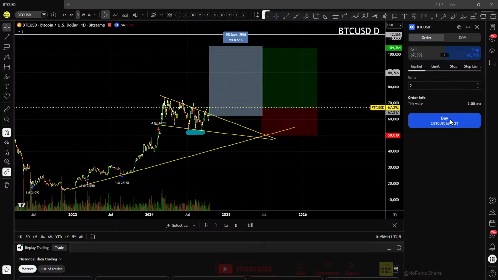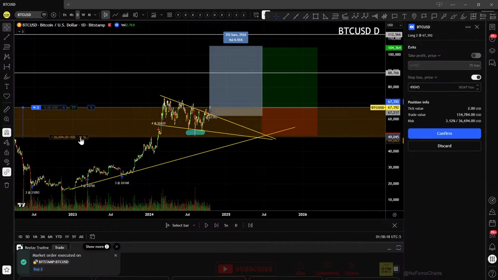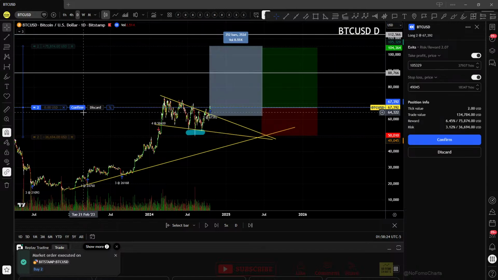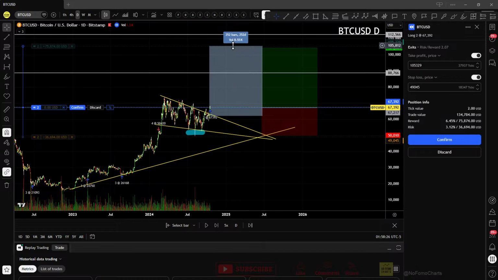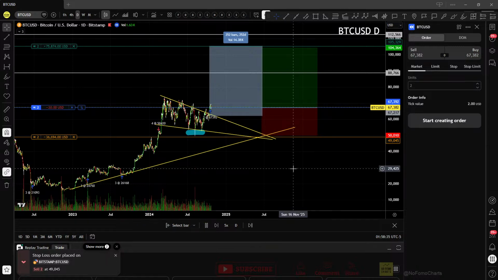So let's pretend I'm going to buy that 2 Bitcoin. Put the stop loss down here, 25% down. That's at 49,000 Bitcoin, and then 100% take profit is 75,000 at $105,000 Bitcoin, and then confirm that order and let it go.